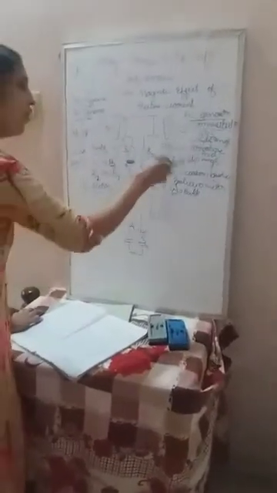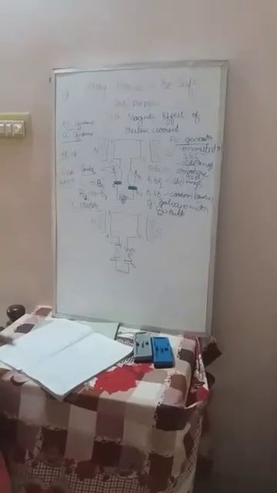Only one thing we want to consider here: in a DC dynamo, instead of slip rings, we use split rings. Split means cut pieces of the rings. Two equal half parts of the copper rings are called the split rings.